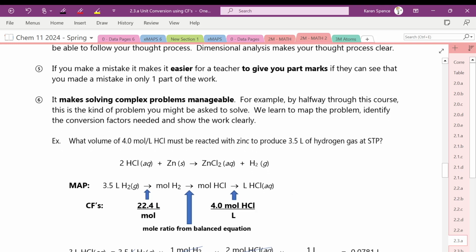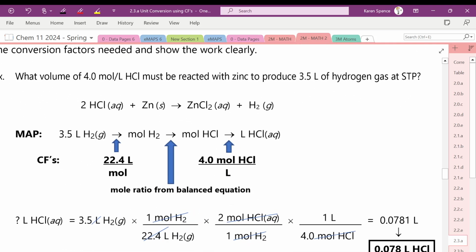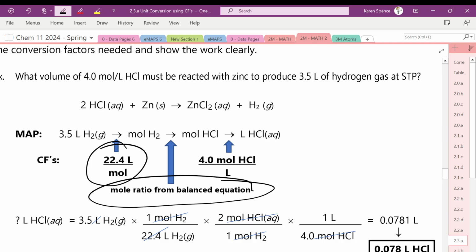Halfway through the course, you might get a question like this. What volume of 4 mole per liter HCl must be reacted with zinc to produce 3.5 liters of hydrogen gas at STP? This is unit 5. And look, we have a conversion factor that you will learn. You will know all of these conversion factors, and you'll be like, I can go from liters to moles of H2 to moles of HCl to liters of HCl, and I can do that because I can convert units.